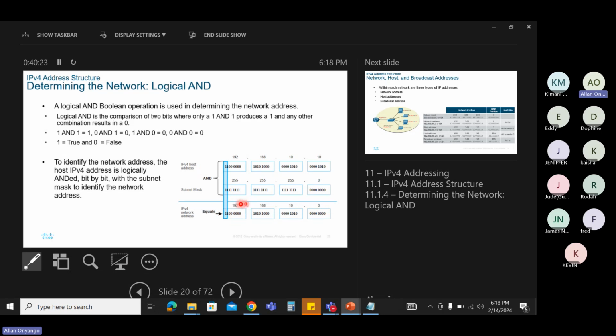Once you've done the ANDing process and you have your answer in bits here, you now change this into decimal. So 11000000 is going to be what? 192. This one is going to be 168. And this one is going to be 10. But this one is going to be zeros. So the network address, therefore, is 192.168.10.0. That is the network address where this IP falls into. You're going to be asked, given an IP address, this one, subnet mask, this one, use the ANDing process to calculate the network address. Now you know.